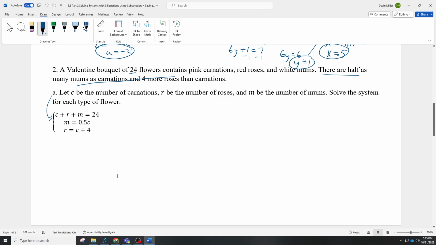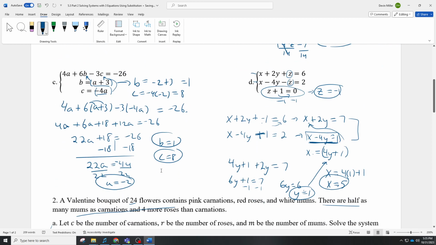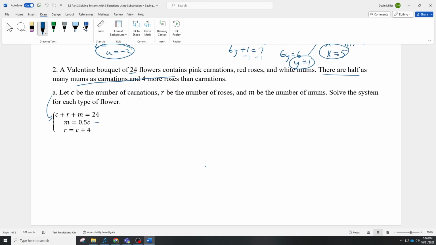So this strategy here is going to be very similar to B and C, I think. Because if you look at the last two equations, they both have C's in them. So we're just going to take what they're equal to and plug it in for M, take what this one's equal to and plug it in for R, and we'll have one nice big equation with just C's in it. So the new equation on top would be C plus R, which is C plus 4, plus the M value we can change out to 0.5C, equals 24.